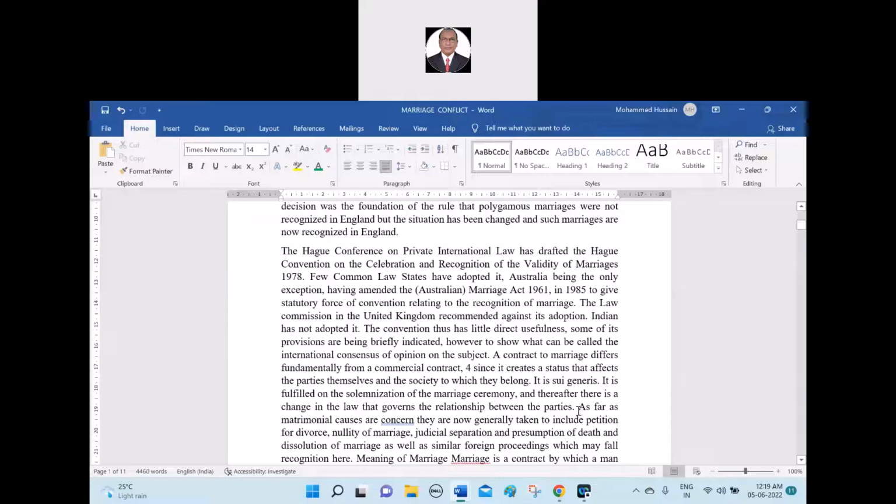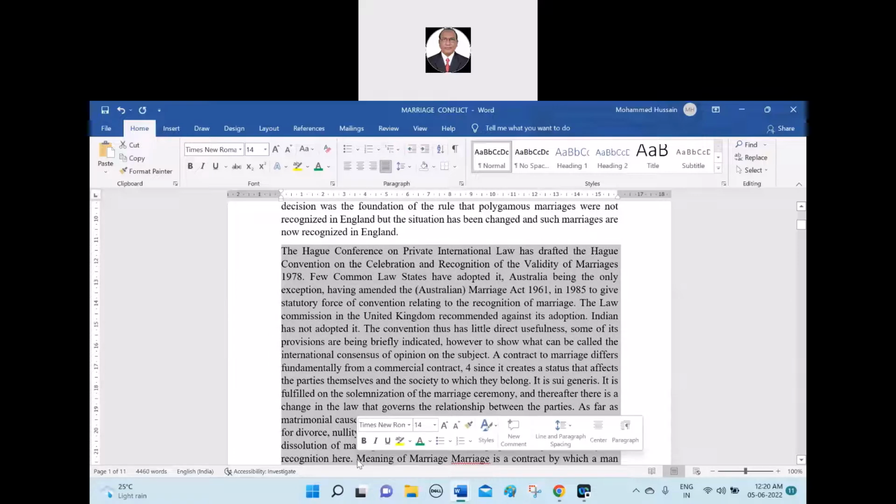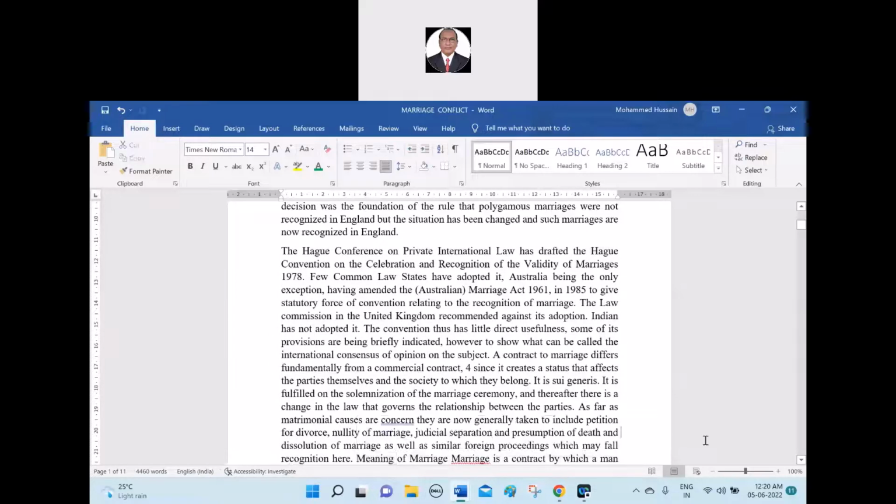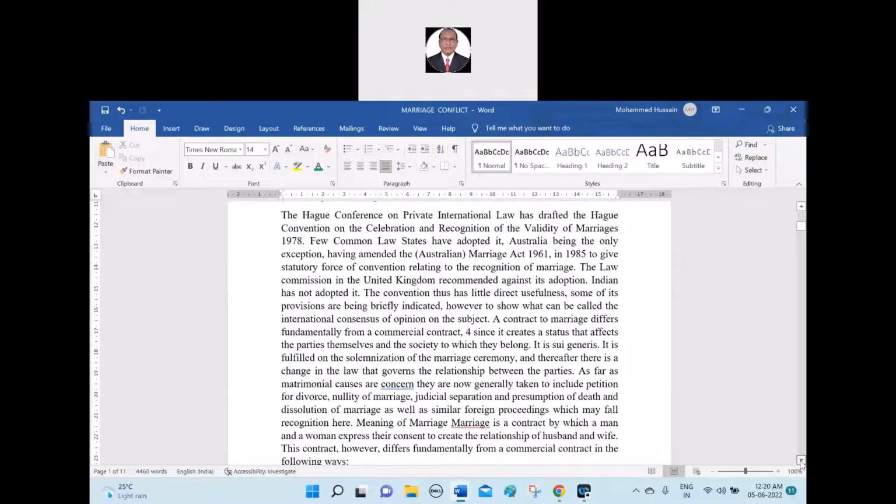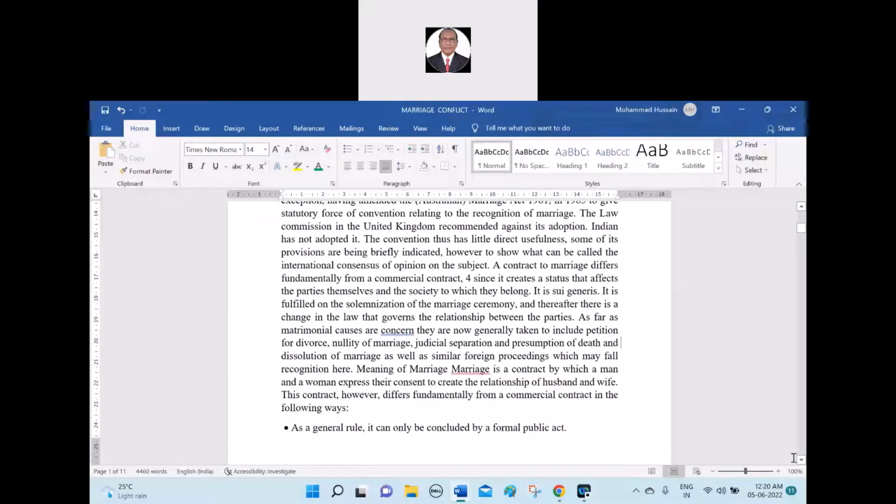Okay, now let us come to it, because there are certain conditions, they must fulfill them, otherwise the marriage is said to be an invalid marriage. As far as the matrimonial causes are concerned, they generally include petition for divorce, nullity of marriage, judicial separation, presumption of death, and dissolution of marriage, as well as similar foreign proceedings which may qualify for recognition here. I don't know whether you studied or not. There are certain conditions under which you can go for the dissolution of marriage or take the divorce. Are you following me?